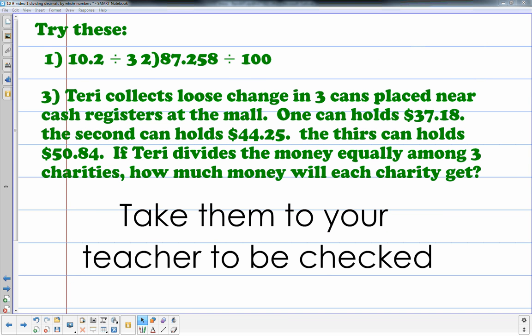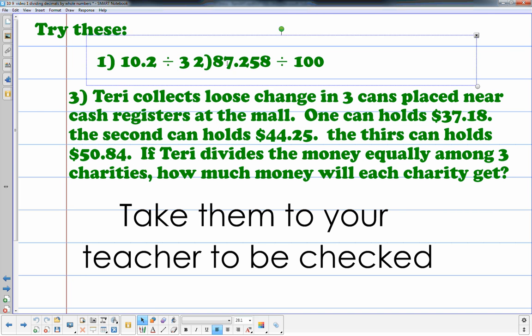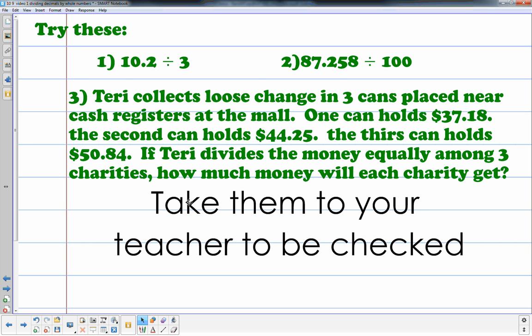Now it's your turn to show your teacher if you're ready. So what you're going to do is write down numbers 1, 2, and 3 in your spiral, solve them, and take them to your teacher so she can check and see how you've done after watching the video. If you need to at any point, rewind the video to review and make sure you've got good notes. Good luck!